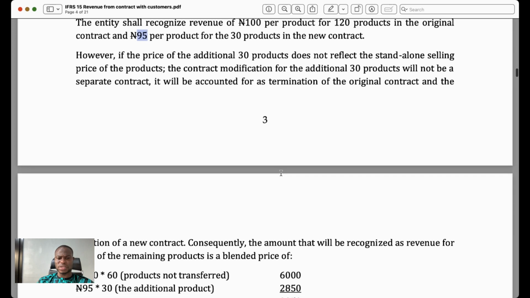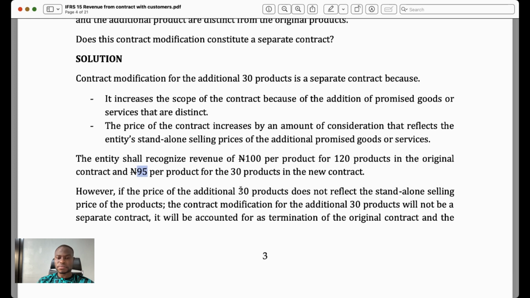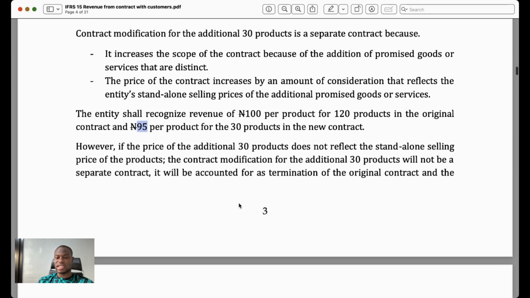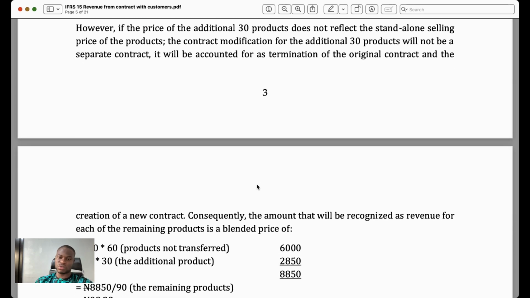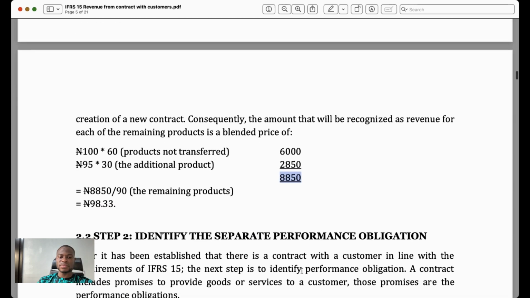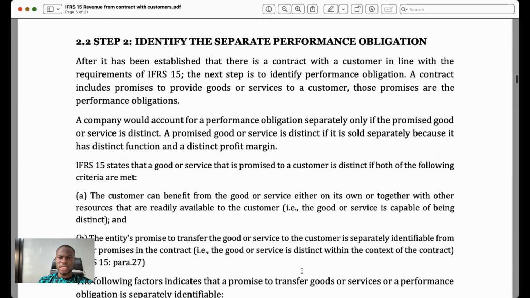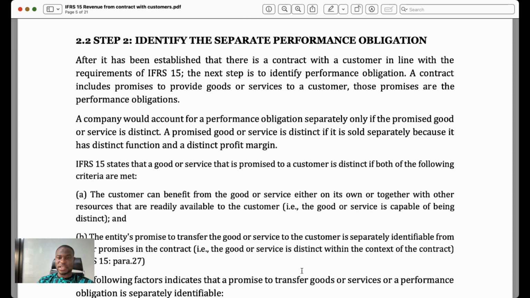Okay, so this other part is saying, what if the additional 30 products do not reflect the standalone selling price? So that means it will not be a separate contract. Okay, so it says there that it will be like a termination of the original contract and the creation of a new contract. So that additional 30 will be like a new contract. So they explain that the remaining 60 products, you recognize the revenue. The additional 30 products, you recognize it at 95 naira. So 8,850 revenue. Okay, now that's step one, identify the contract with the customer.